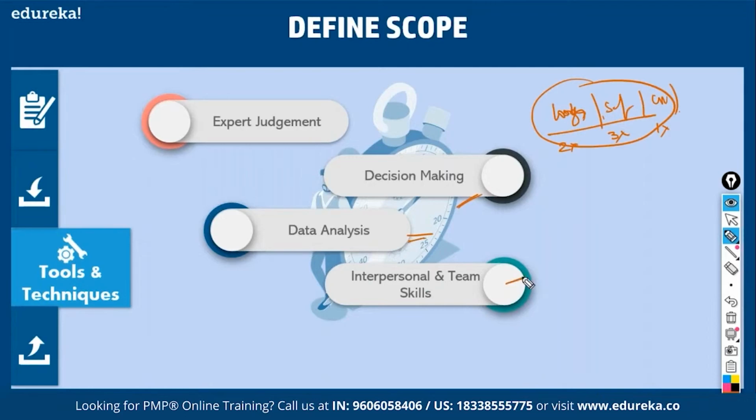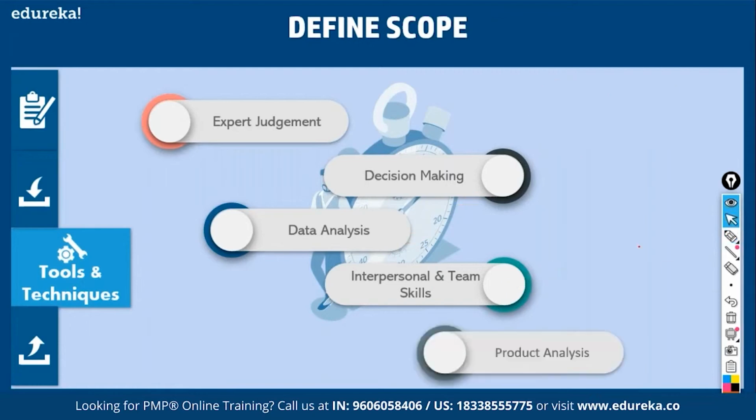Then interpersonal and team skills. A lot of times while defining scope, you'll be meeting with cross-functional experts: people from design teams, technology teams, business teams, operations teams, marketing teams. You need to make sure all of them come to an agreement on all the product-based decisions. So as a project manager, you need a lot of facilitation skills and soft skills. Then product analysis.